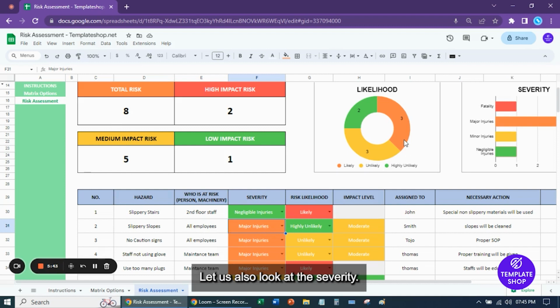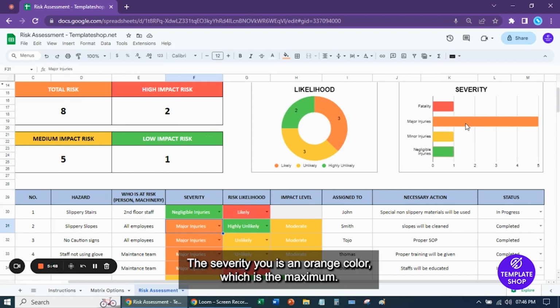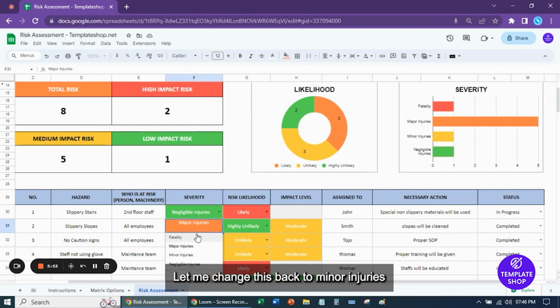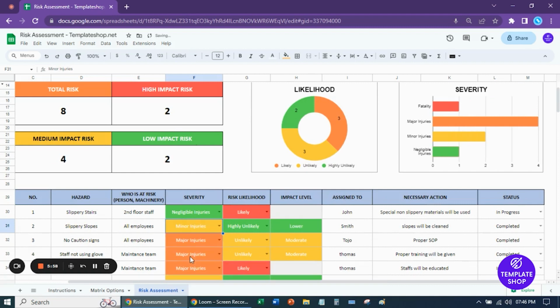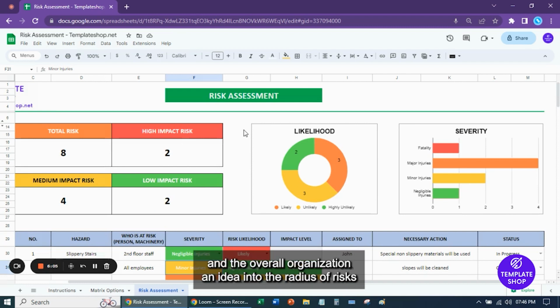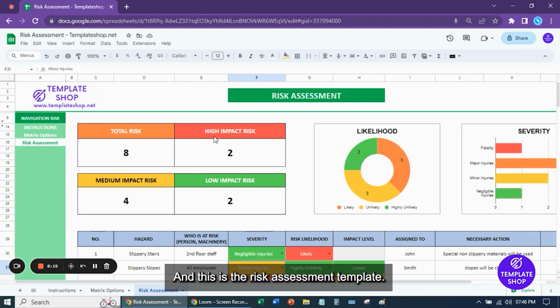Let us also look at the severity. The severity here is in orange color, which is the maximum. Let me change this back to minor injuries and let's see how it impacts the graphs. The graphs change. So this gives management and the overall organization an idea into the various risks an organization could face from the risk perspective. And this is the risk assessment template.